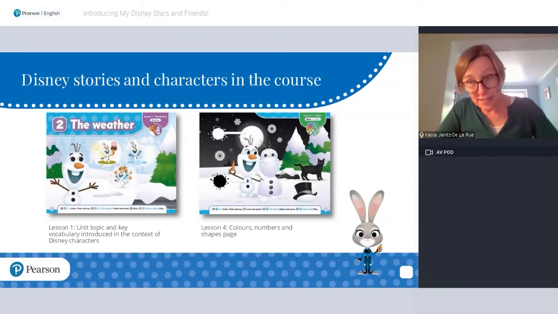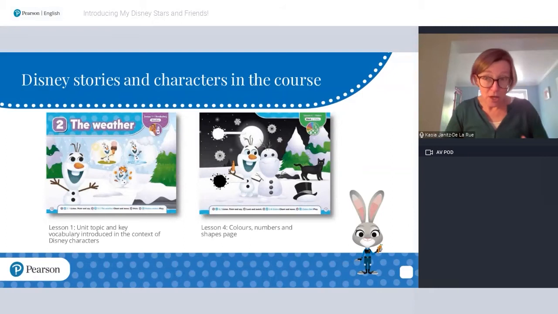All of the examples in today's presentation come from Level 2 Unit 2. Level 2 Unit 2 is about the weather. And children start the unit, every unit, by learning the core vocabulary, learning about the topic of the unit, and meeting the characters. All of this is happening on this first page, as you can see.